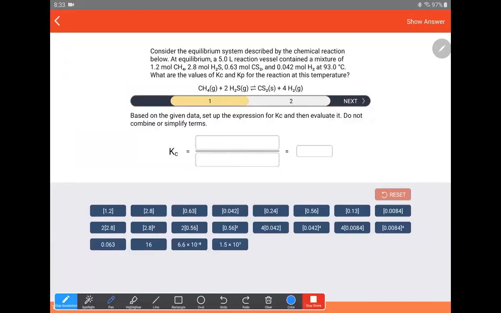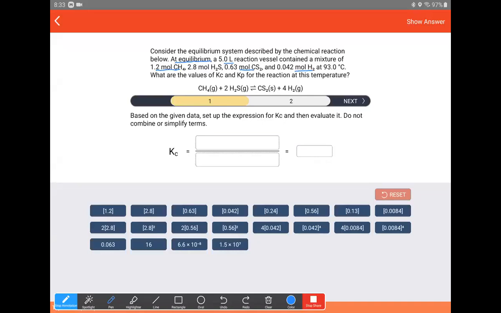Okay, this is a tough question. So we're looking at finding both Kc and Kp for this reaction. We do have our concentrations at equilibrium, which is good, but we're given moles and liters. So we have to have molarity. So concentration, those brackets we see in concentration are molarity. So we're gonna have to divide all of these by the liters.